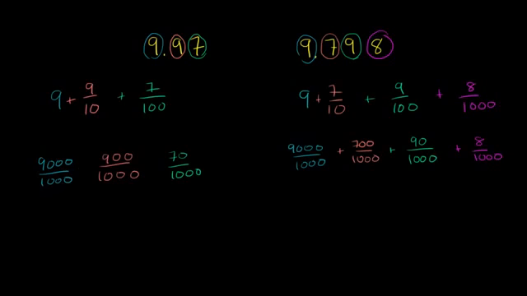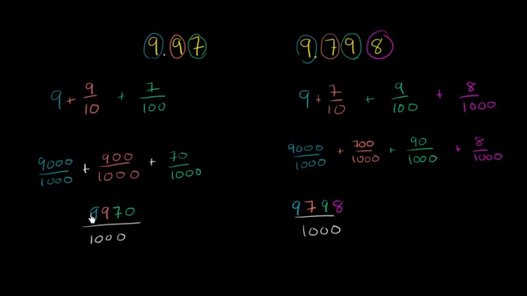And so what is this number on the left? How many thousandths is it? It's 9,907. Sorry, 9,970. So it's 9,970 thousandths, while this number on the right here is 9,798 thousandths. So here, once again, you're comparing two numbers.